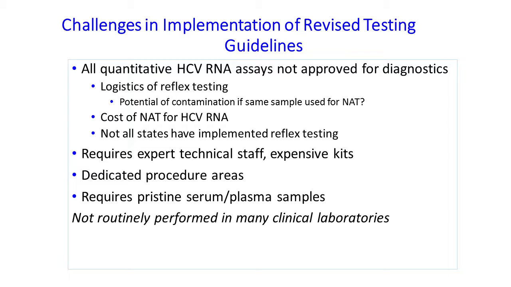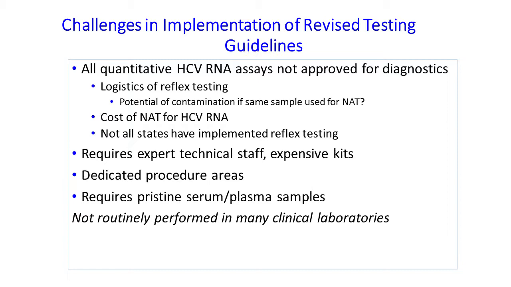Challenges do exist in the implementation of the revised testing guidelines. Previously, qualitative HCV RNA tests were the most sensitive on the market. However, quantitative HCV RNA tests now detect down to 12 IUs per mil. Yet not all quantitative HCV RNA tests are approved for diagnostics. The HCV AmpliPrep TaqMan HCV test recently received approval for use as a diagnostic test.